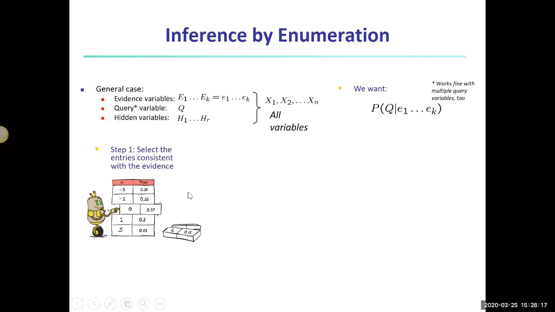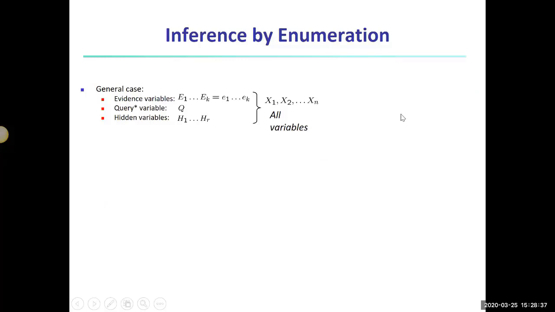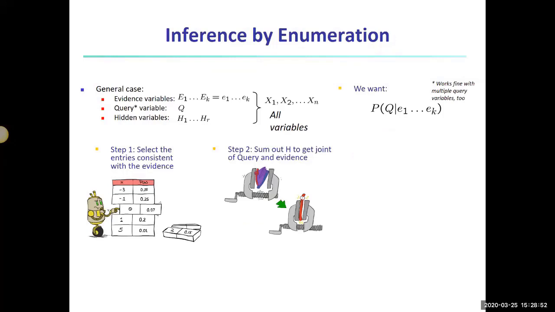So for conditional probability, how we compute that, we select the entries consistent with the evidence, with the condition E1 to EK. And then there are bound to be hidden variables, because in our queries, we probably won't cover all the variables. For example, in our earlier example, we know cause 1 to predict this. We're not mentioning cause 1, symptom 1, and symptom 2. So those will be hidden variables.